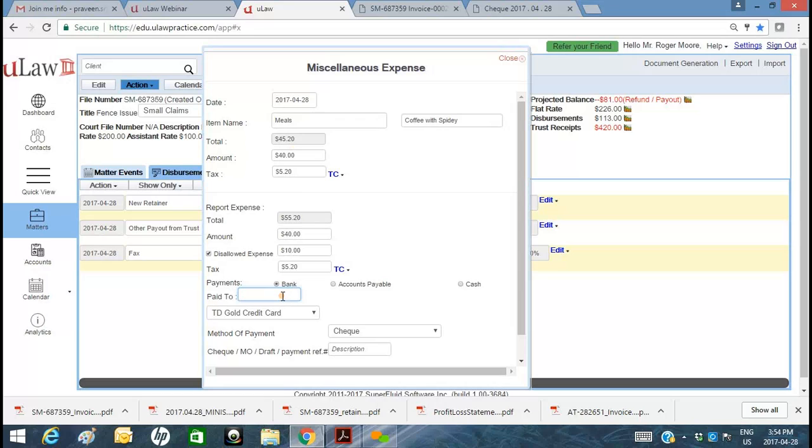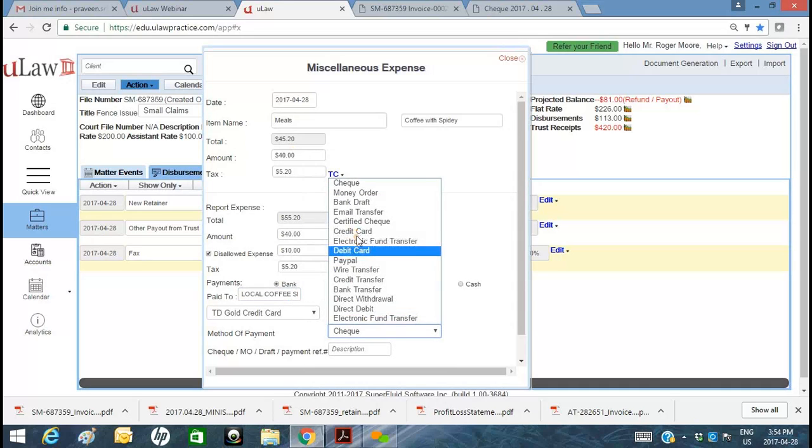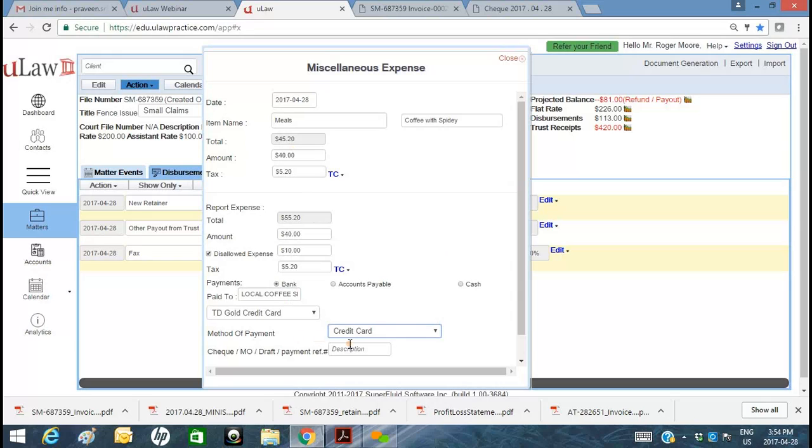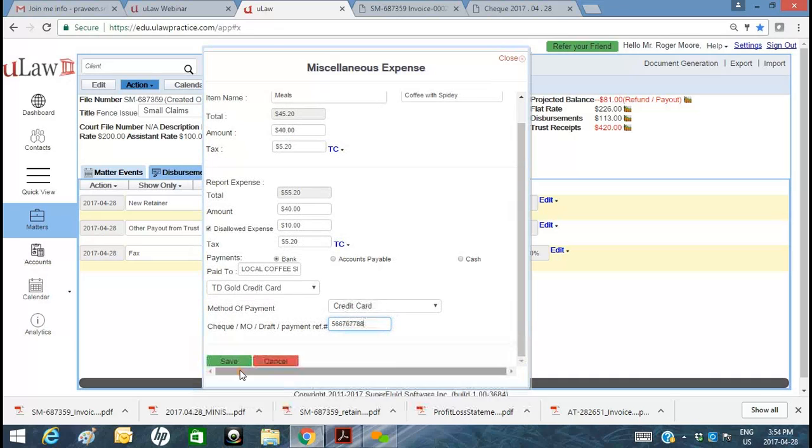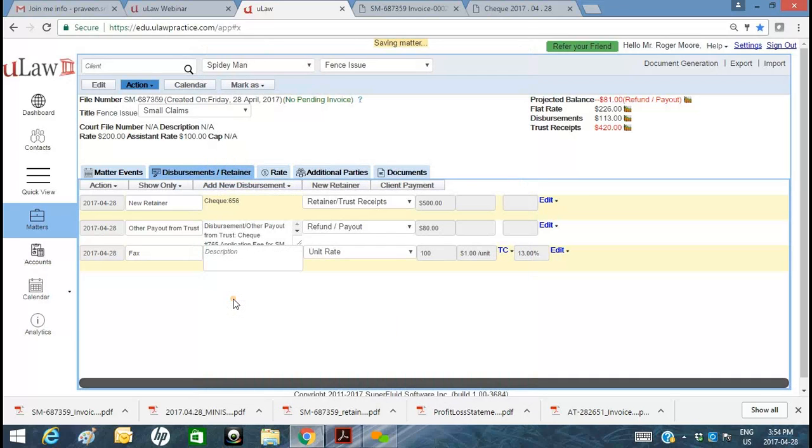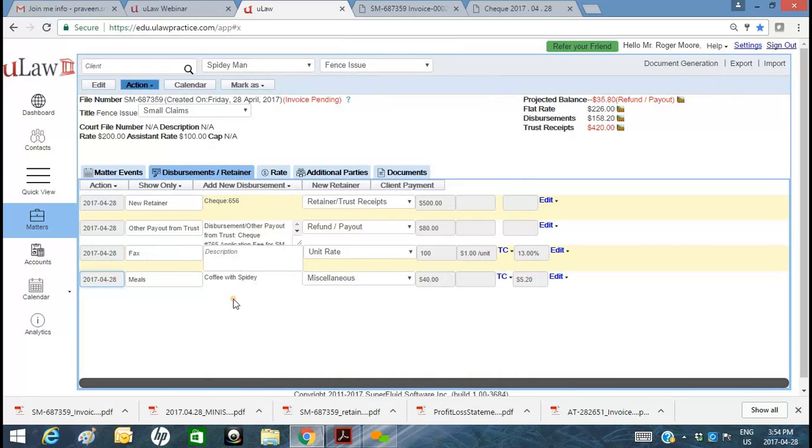And you could say paid to local coffee shop, Inc. Maybe you paid through a credit card, right? It's really important how you capture how you paid for it. And if you paid through a credit card, TD or CIBC is going to give you a transaction or a reference number. Now let's take an example and look at this as well. This is another way that you've now dispersed that $45, and there's $35 still left in trust.